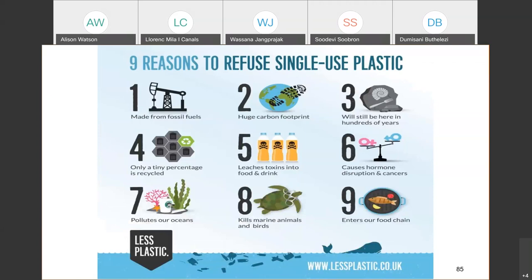These are some of the reasons why we don't need to use single-use plastic products, colleagues. You are all part of this work. You understand very well.